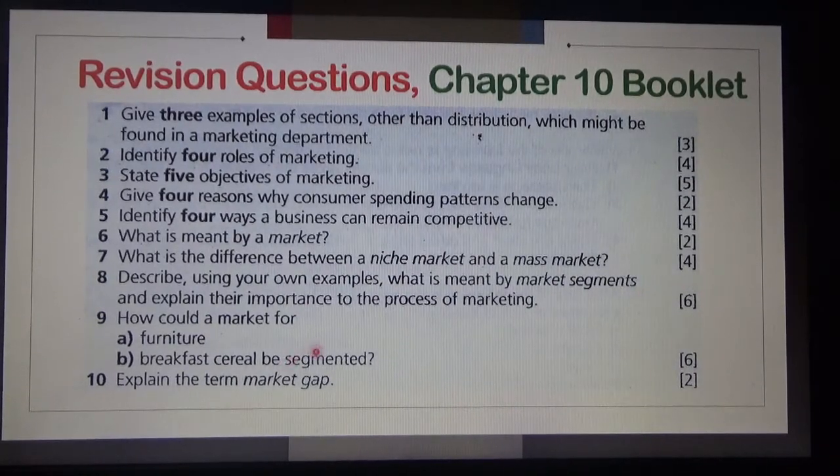Number 9. How could the market for furniture and breakfast cereal be segmented? Again, here you will see that we have 6 marks for this item. You have 2 items here, furniture and breakfast cereal. So for each item, we're going to think of a way. 3 marks are assigned to furniture, so give 3 ways perhaps on how it can be segmented. And for breakfast cereals, also 3 ways on how it could be segmented.